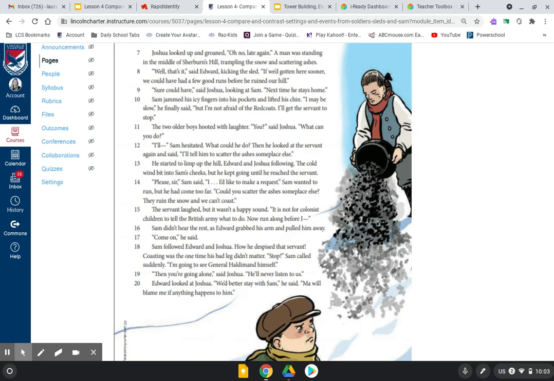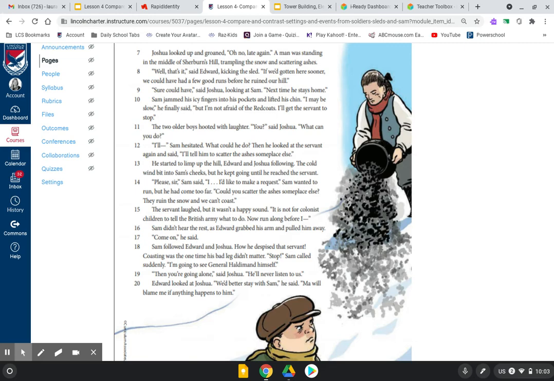"Well, that's it," said Edward, kicking the sled. "If we'd gotten here sooner, we could have had a few good runs before he ruined our hill." "Sure could have," said Joshua, looking at Sam. "Next time he stays home." Sam jammed his icy fingers into his pockets and lifted up his chin. "I may be slow," he finally said, "but I'm not afraid of the redcoats. I'll get the servant to stop." The two older boys hooted with laughter.